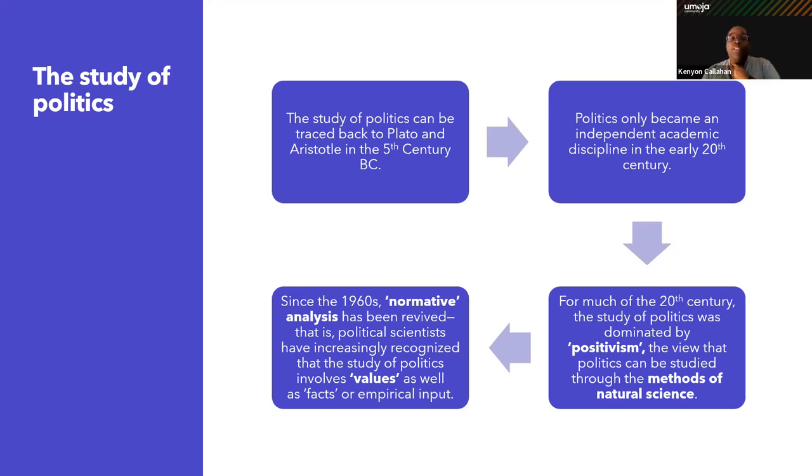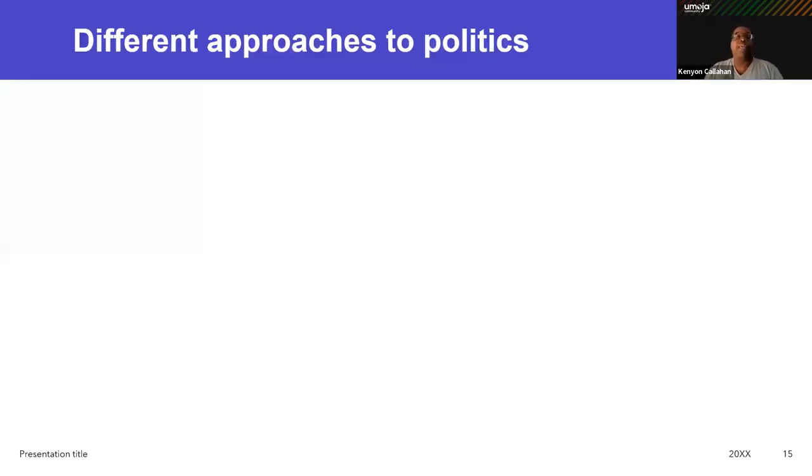For much of the 20th century, the study of politics was dominated by positivism, the view that politics can be studied through the methods of natural science. Then in the 60s, normative analysis had been revived, and that is political scientists have increasingly recognized the study of politics involves values as well as facts. So understand something as a political scientist. That's why sometimes when I'm talking, I'll use empirical and I'll use facts, but sometimes you've got to look at the values too, because values play a major part in why we do what we do. And so be aware of that, understand that.